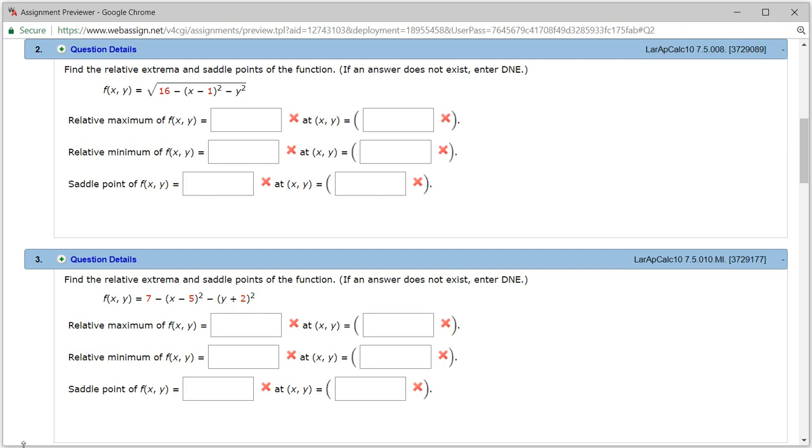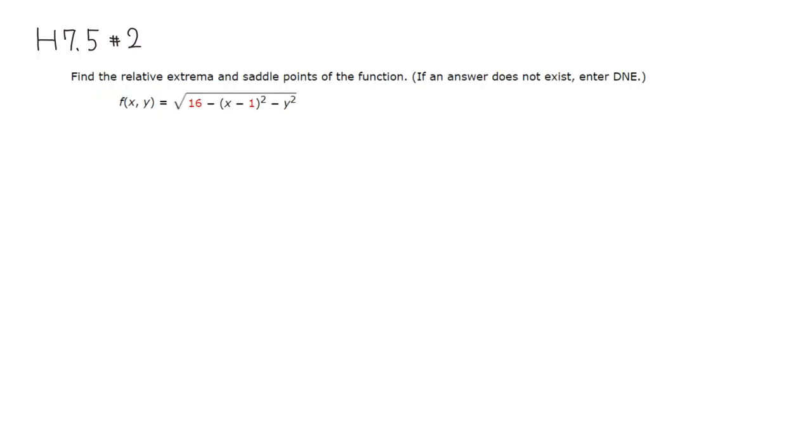Alright, let's look at homework 7.5, problem number 2. Let's find the relative extrema or saddle point. First we need to find the first partials.